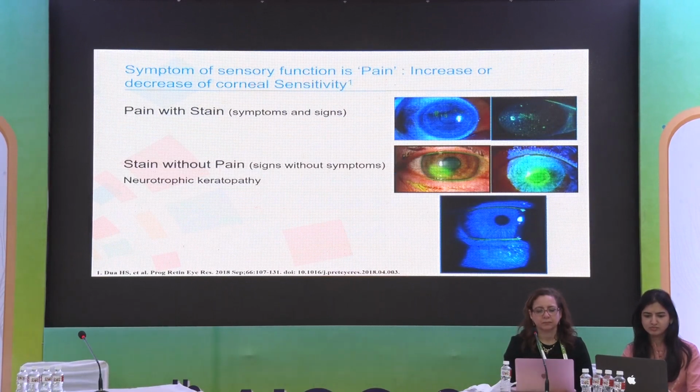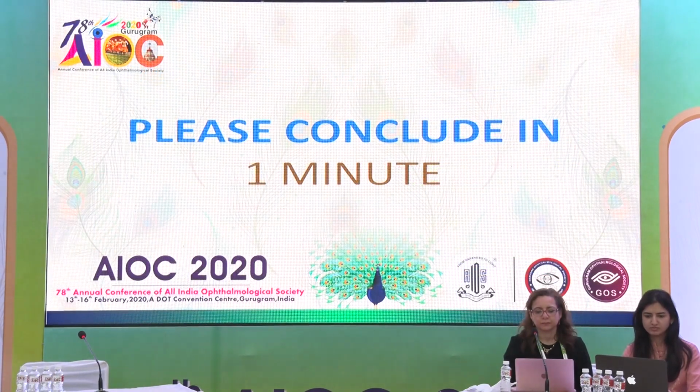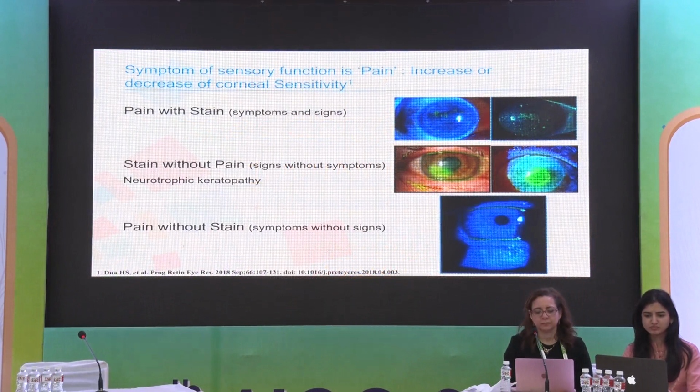Now, we talk about pain with stain, the classic dry eye. We talk about stain without pain. This is NK, a lot of defects but no pain. And then there is this condition called pain without stain. There's absolutely no stain of the cornea. Everything looks healthy. The patient has severe pain. Many of them are suicidal. It's very difficult to treat these patients.